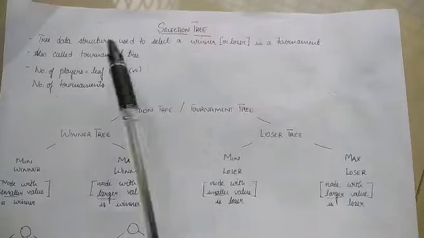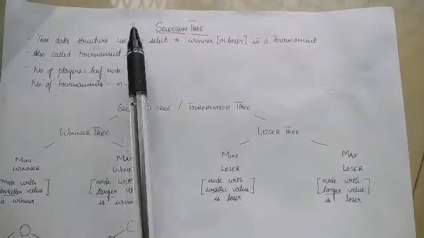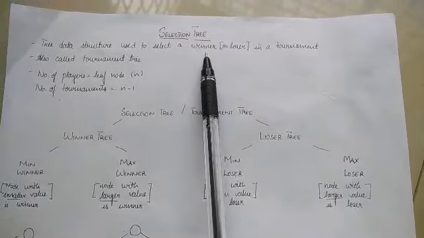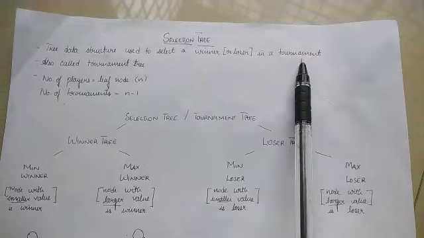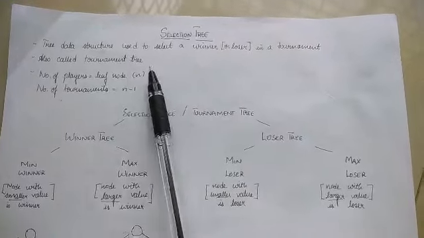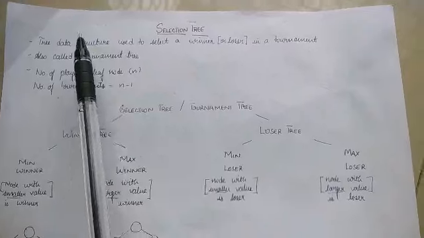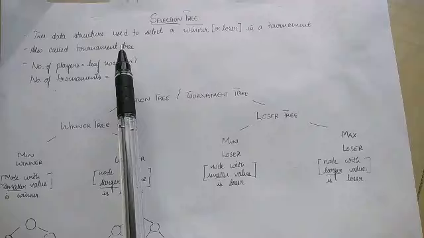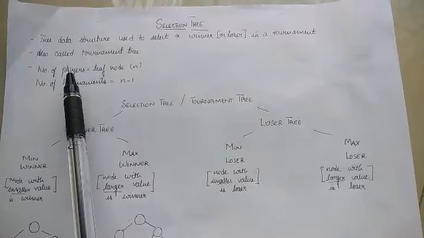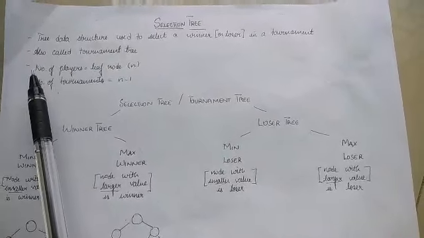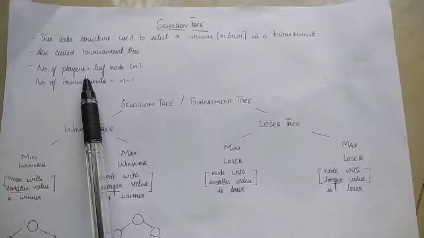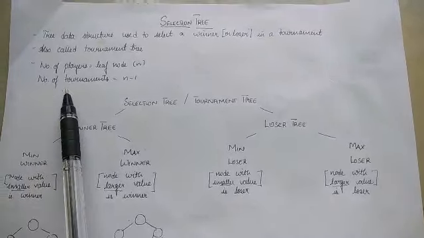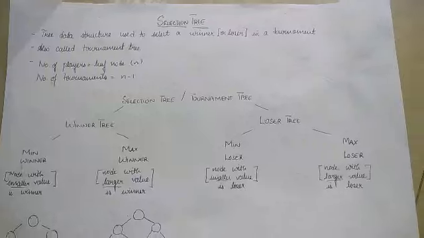Selection tree or tournament tree. The data structure used to select a winner or a loser in a tournament is called a tournament tree. So it is basically the tree data structure that is being used. If there are n leaf nodes, where each leaf node represents a player, then there are n players in that tree and the number of tournaments would be n minus 1.